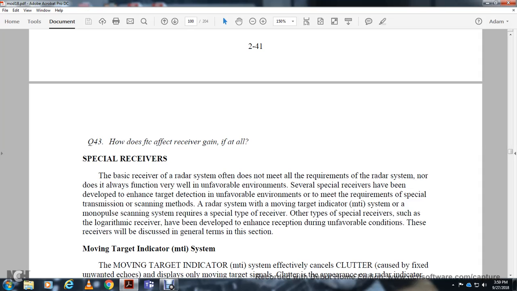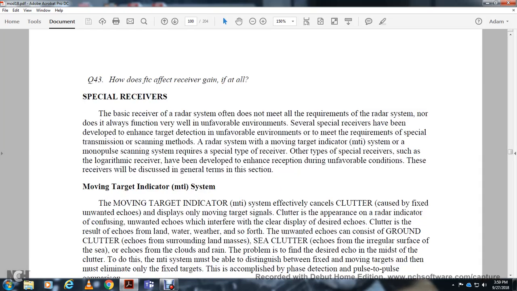Radar system moving target indicator system of the non-pulse scanning system requires a special type of receiver. There are other types of special receivers that have been developed to enhance the perception during unfavorable conditions. These receivers will be discussed in general terms in this section.